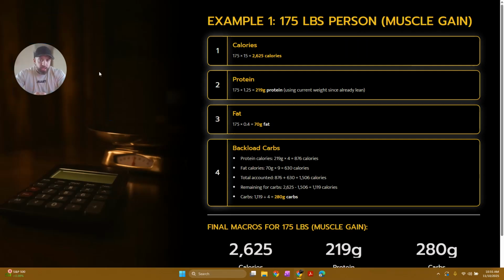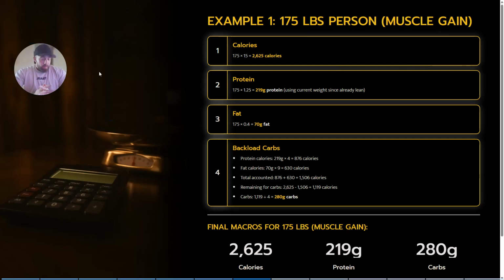In our math equation here, the 175 times 15 was 2,625 calories. For protein, we did 219 grams. Fat was at times 0.4, so 70 grams. You figure out the calorie amount now. So backloading the carbs, protein calories are 219 grams times 4 calories, which is 876 calories in protein. Your fat calories, you take 70 grams times 9 calories per gram equals 630 calories.